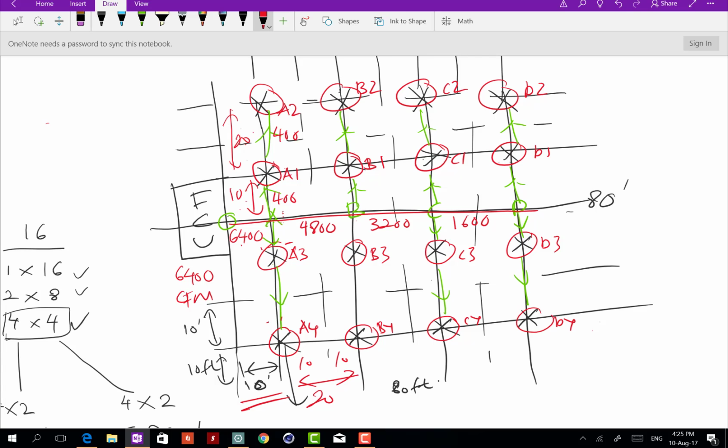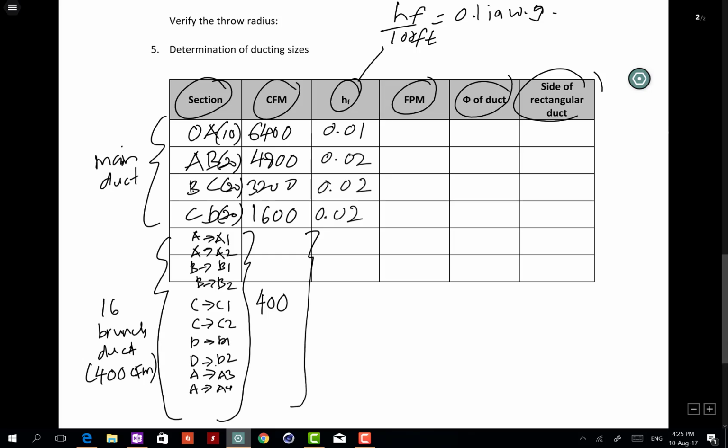Okay, so here the total length is 60 multiplied by 4, and we multiply this length with 0.1 over 100 feet, so we get 0.24. Okay, so the total friction for branch ducting is 0.24.